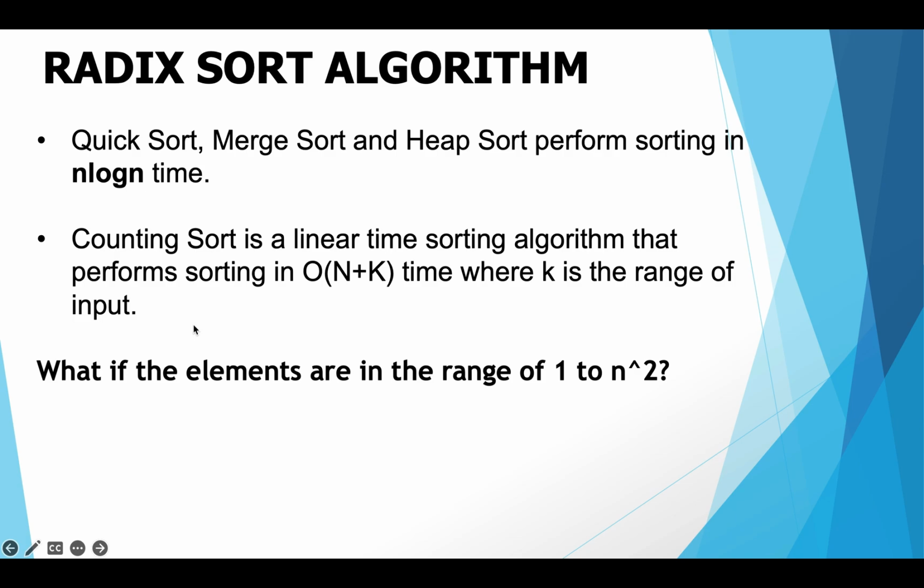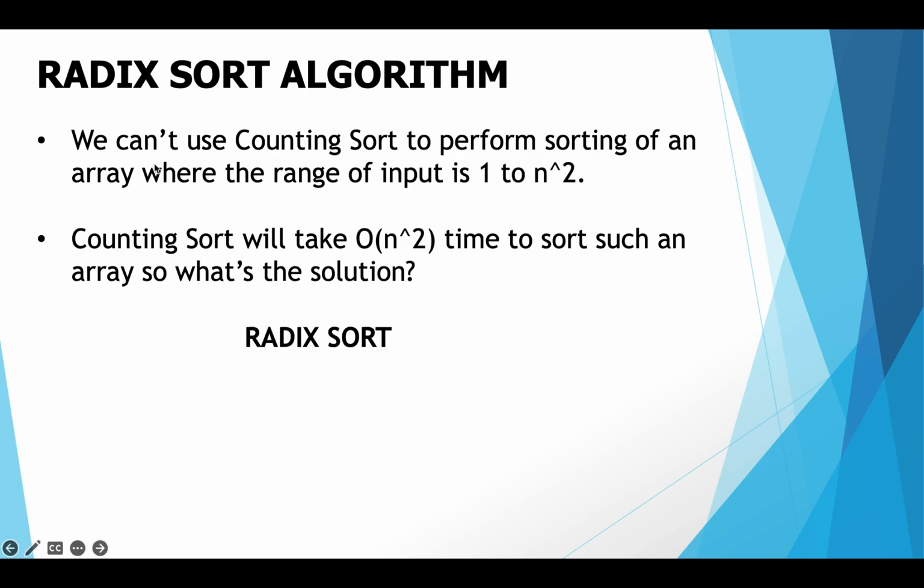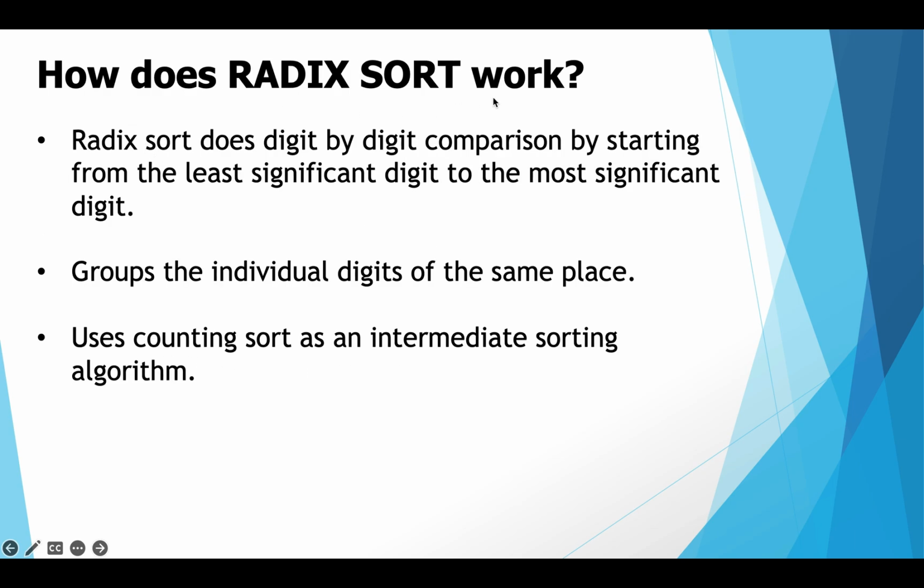So what if the elements in the array are in the range of 1 to n squared? We can't use counting sort solely then, because it is going to sort the array in big O of n squared time. So what's the solution if we want to sort such an array? It's Radix Sort. So how does a Radix Sort work?